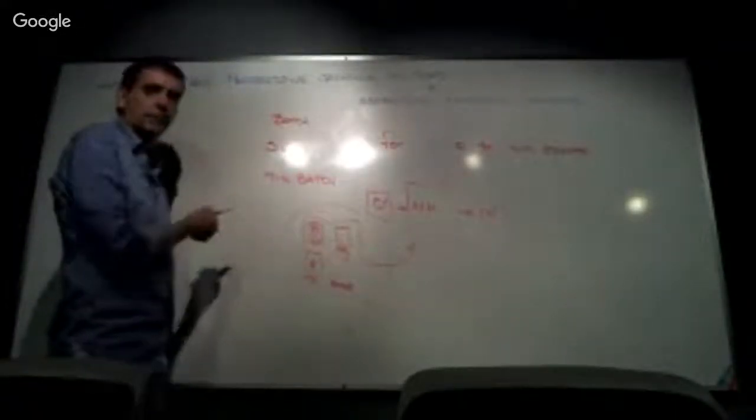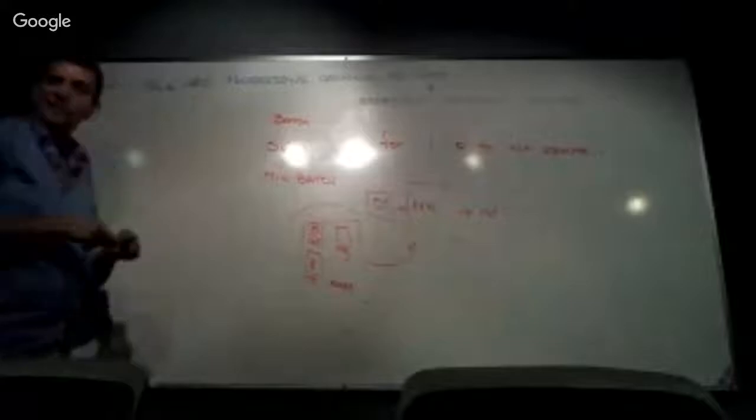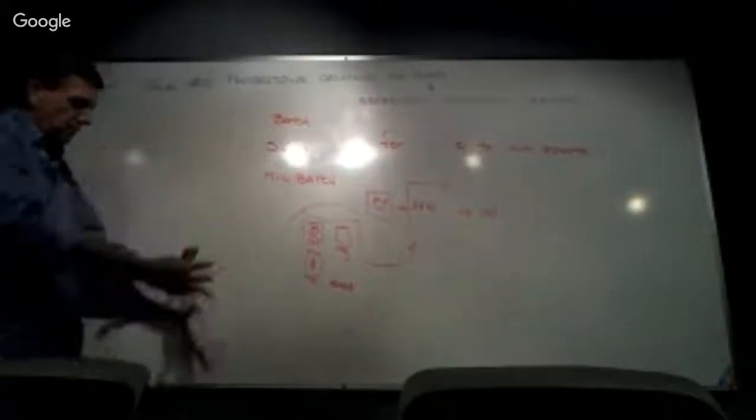An epoch is showing the neural net everything in your training set. Once the neural net has seen everything in the training set, that is one epoch.